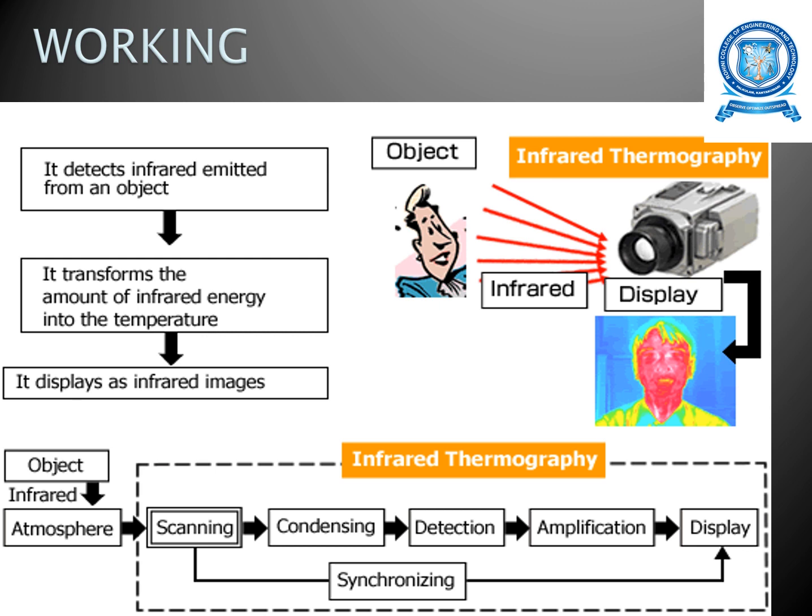See here, you can see the person is being captured by the infrared camera, and the same is being displayed on the screen as a thermal image. So normally this infrared camera detects the infrared emitted by objects, and it transforms the amount of infrared energy into a temperature and is displayed as an infrared image on the screen.